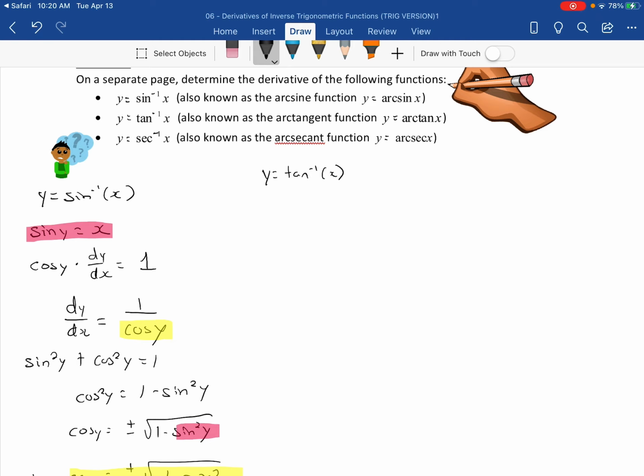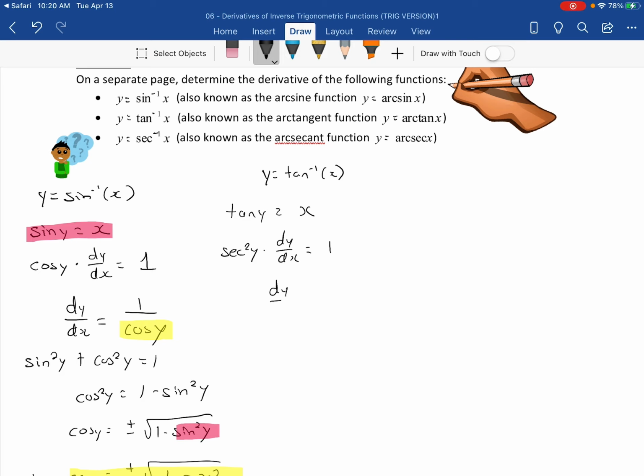So if I'm using tan inverse, then when I move tan inverse over the other side, I get tan of y equals x. And here comes that implicit differentiation. I'm going to take the derivative of both sides with respect to x. So the derivative of tan y is secant squared y. And then the derivative of the inside is dy dx with implicit differentiation. And the derivative of x is just 1.